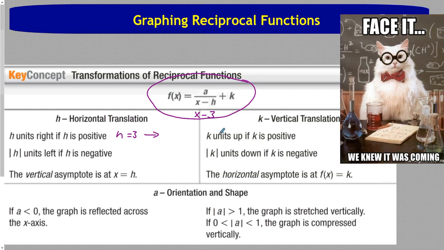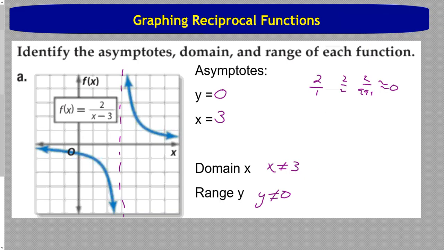Just like it was in quadratics, just like it was in absolute value, it's backwards. Okay. k is the vertical translation, up and down. If it's plus 3, then k is equal to 3, and we're going up 3 units. Okay. The vertical asymptote, this is going to be big. I'm going to highlight this. The vertical asymptote is at x equals h. The horizontal asymptote is at f of x equals k. So whatever this is, which is why in these previous examples we haven't had any. What are we adding back here? 0, right? So that's why our asymptote's been at 0.